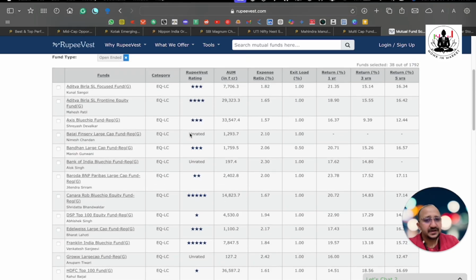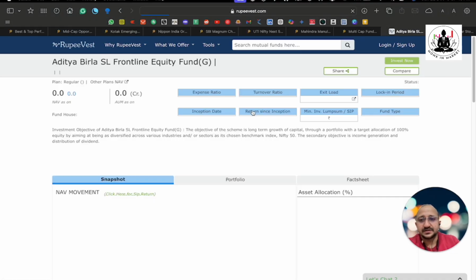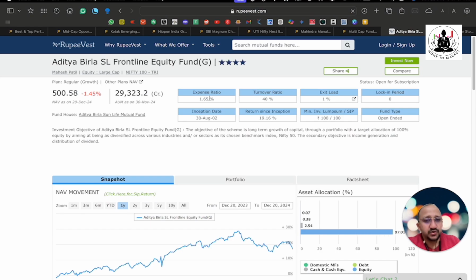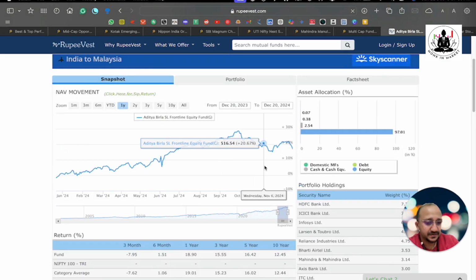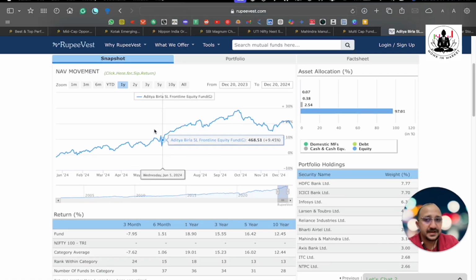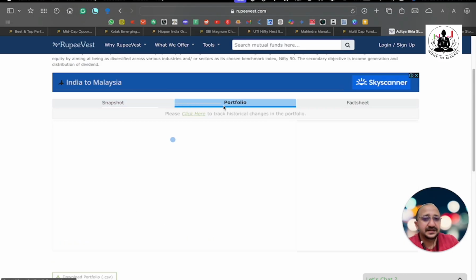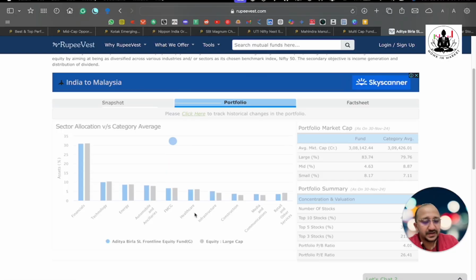It's not that difficult. Even if I click on any of these mutual funds, let's see the AUM. So this is having a good AUM, Aditya Birla. So you can see all the things which were mentioned in the previous website itself. It is mentioned over here. So it will make things quite easy. The portfolio will come over here.